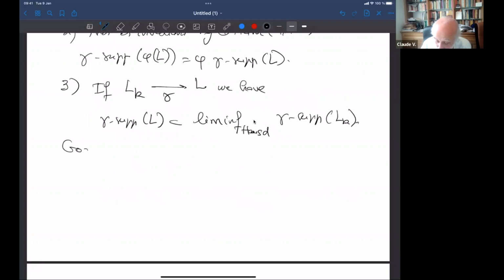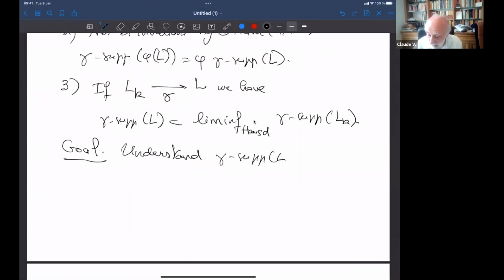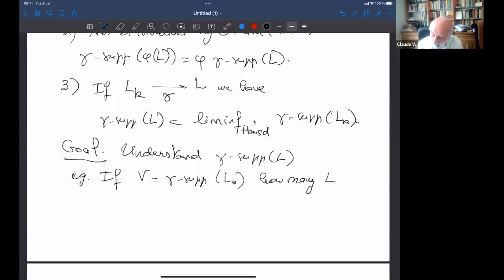Somehow the goal here would be to understand what is the gamma support of L. What kind of set can you get? So this could be a first general statement. For example, if V is the gamma support of some L, some L0, how many L in L hat have the same gamma support? That could be one of the questions.